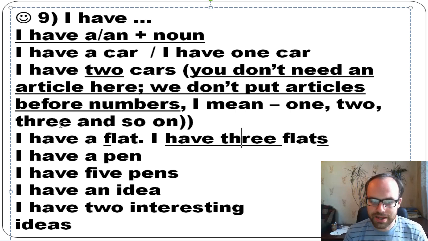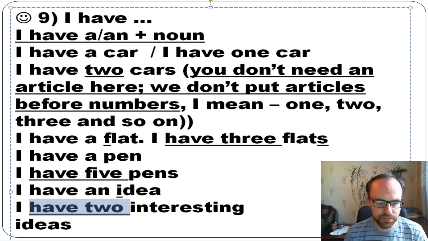Well, I have a pen, but I have 5 pens. So no article here. I have an idea. So I is a vowel and we use an. And I have 2 interesting ideas. Good. So no article here.